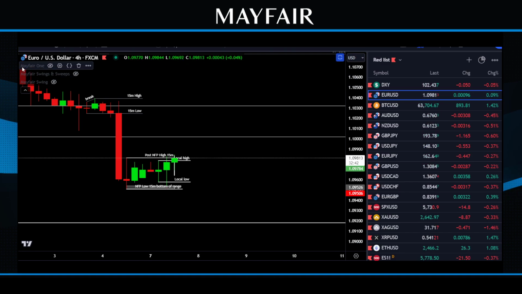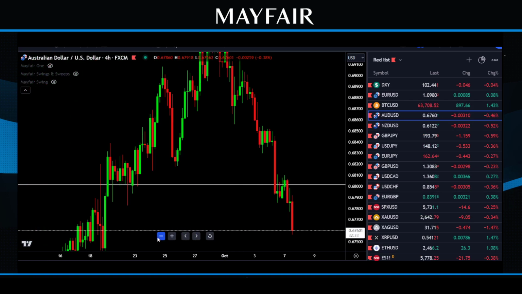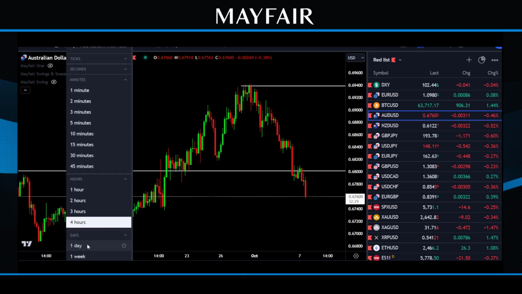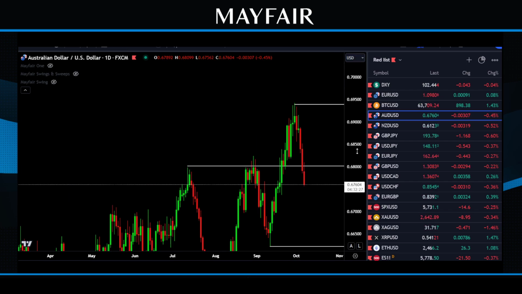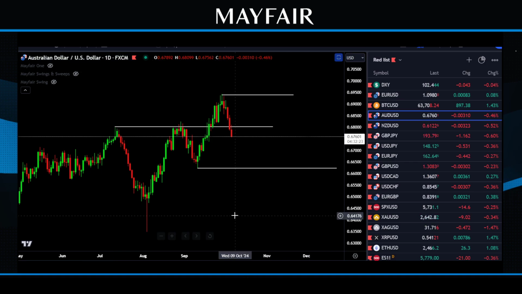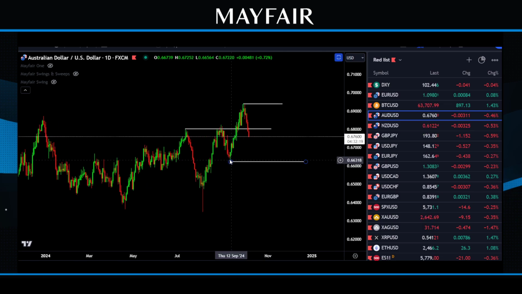Next thing I want to do is touch on Aussie dollar. I know a lot of you in the members area are following Aussie dollar, and this is a bigger play, bigger move. So first of all I want to share the bigger picture. As you can see, I've marked off the last major swing low and the last major swing high.